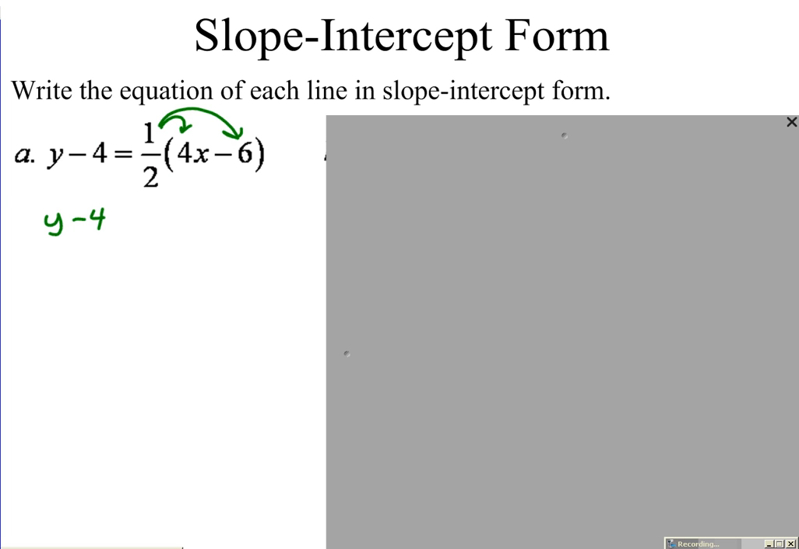Start by distributing the slope through. 1/2 times 4 is 2x. 1/2 times negative 6 is negative 3. Second step, always add the 4 over. y equals 2x negative 3 plus 4 gives us 1. So y equals 2x plus 1. There is slope-intercept form.